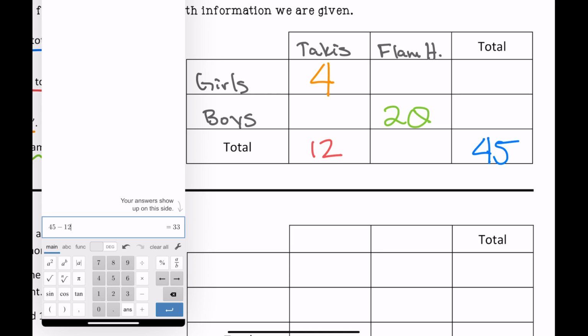And it says I get 33. So let's check if that is right. So we got 33. So let's check. Is 12 plus 33 needs to equal 45? It does. So we're good.